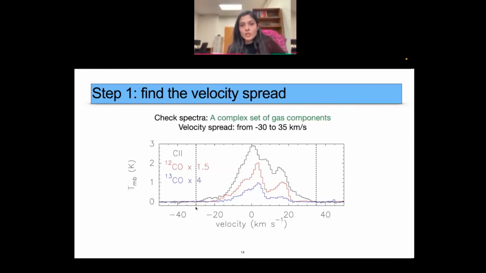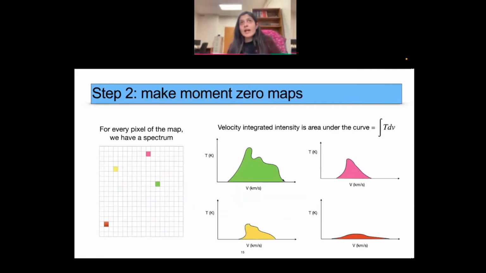And we can see that the velocity spread is from -30 to 35 kilometer per second. But within this range, there are multiple velocity components. It's like Gaussian profiles which are almost intermixed to each other. So it's a very complex set of gas components in RCW49. Now that we have the velocity spread, the next step is to make moment zero maps.